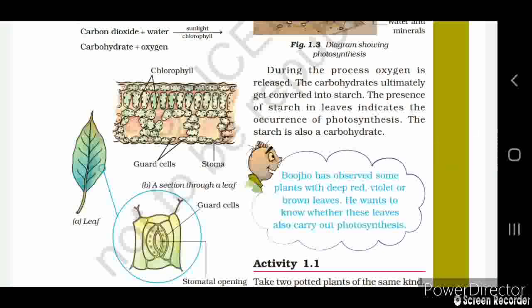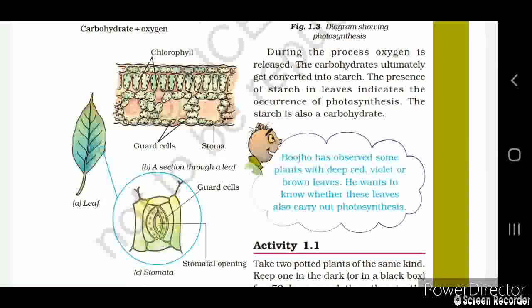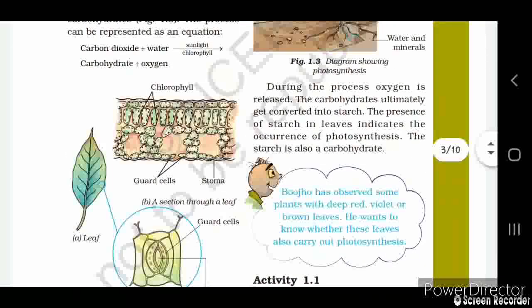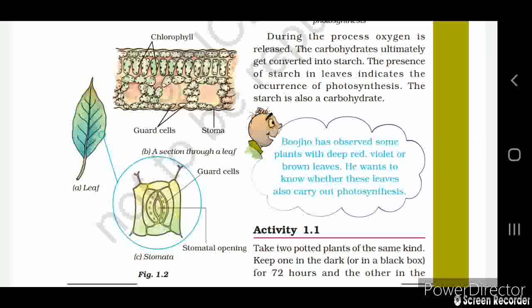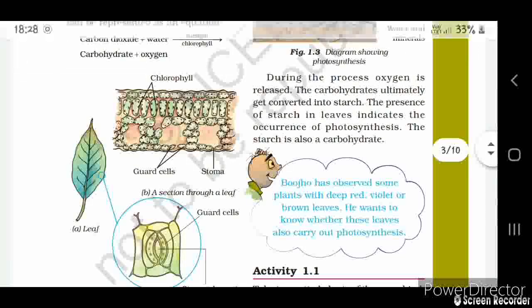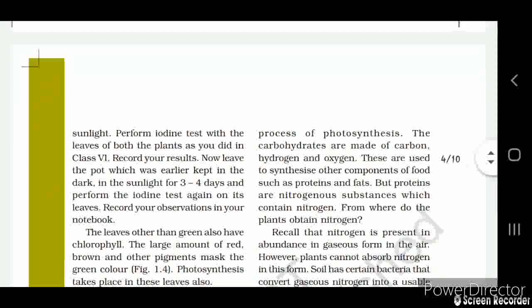Chlorophyll is in the cells, and you can see the stomata here. This is a diagram showing the photosynthesis process. During the process of photosynthesis, oxygen is released, and the carbohydrates that the plant gets are ultimately converted into starch. The presence of starch in the leaves indicates that photosynthesis is happening in the plants. Starch is also one type of carbohydrate.